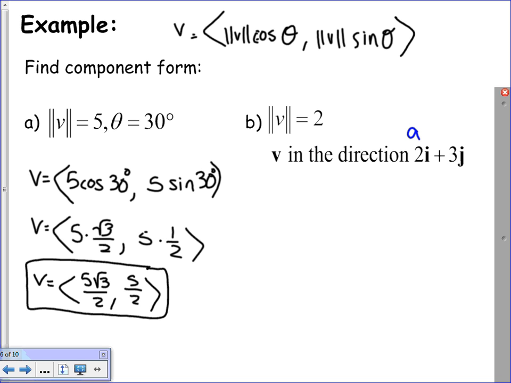Your coefficient to j is your... Connor Stanger, report to the health office, please. Connor Stanger, please report to the health office.